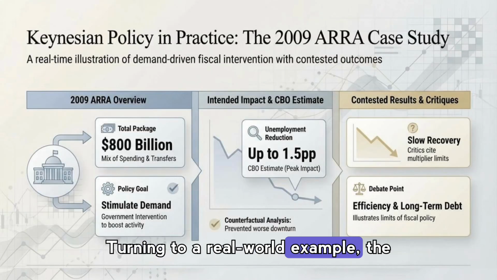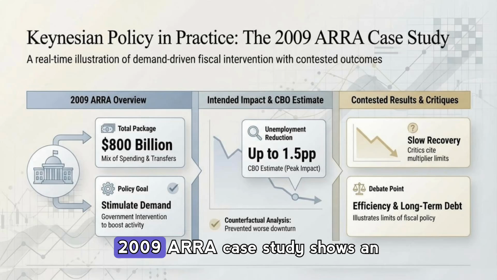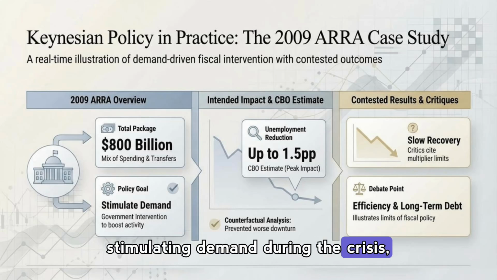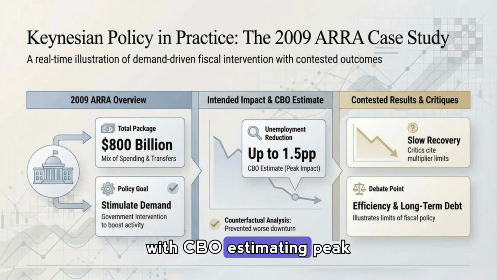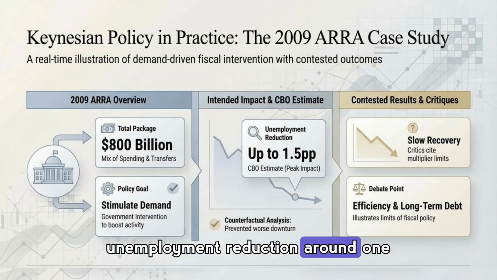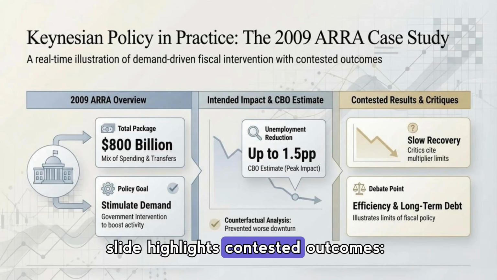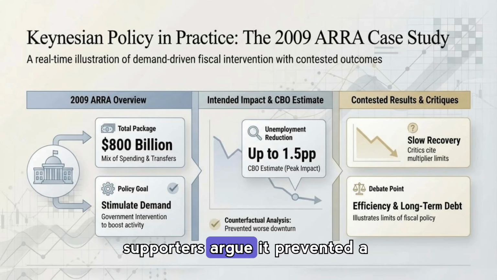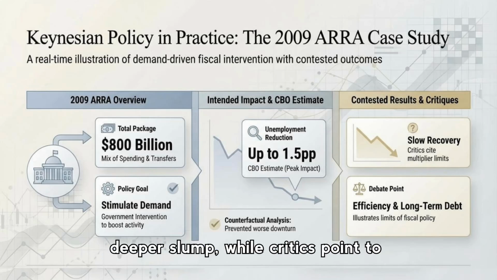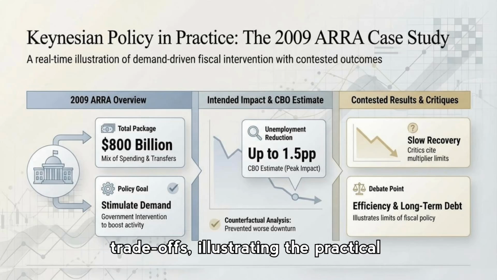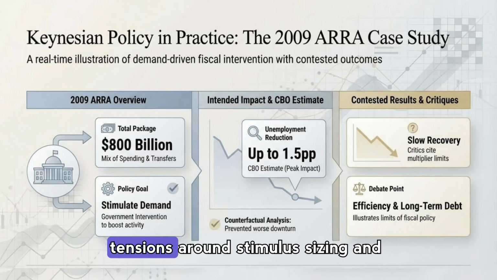Turning to a real-world example, the 2009 ARRA case study shows an $800 billion package aimed at stimulating demand during the crisis, with CBO estimating peak unemployment reduction around 1.5 percentage points. The slide highlights contested outcomes. Supporters argue it prevented a deeper slump, while critics point to slow recovery and long-term debt trade-offs, illustrating the practical tensions around stimulus sizing and timing.